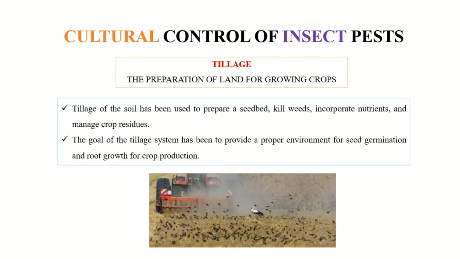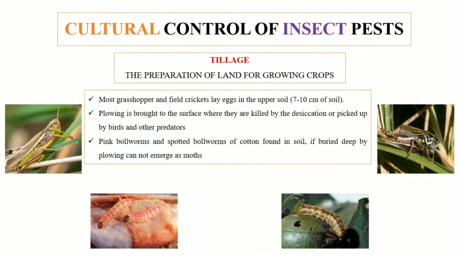So tillage of the soil basically acts as a seed bed for the germination of seed. It kills the weeds, incorporates the nutrients, and manages the crop residues. So the basic goal of a tillage system is to provide a proper environment for seed germination and the growth of seedlings. So for example, many grasshoppers and field crickets are pests of agricultural crops.